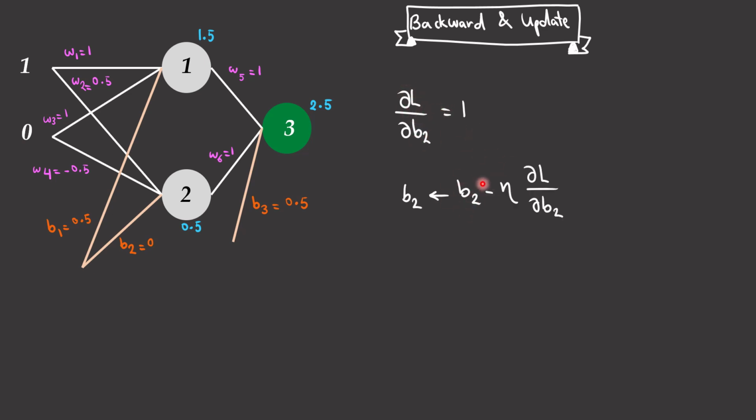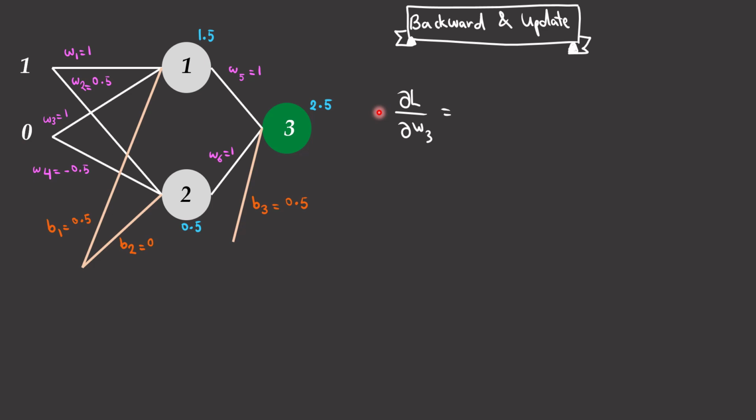And now we need to update the bias 2. You can see the old value of bias 2 is 0. This is the learning rate, and this is the partial derivative. So the new value for bias 2 is minus 0.01. So now let's take another example.